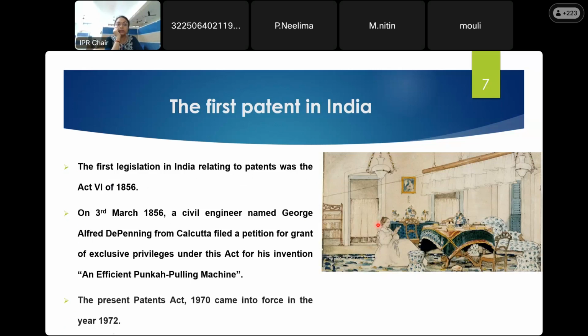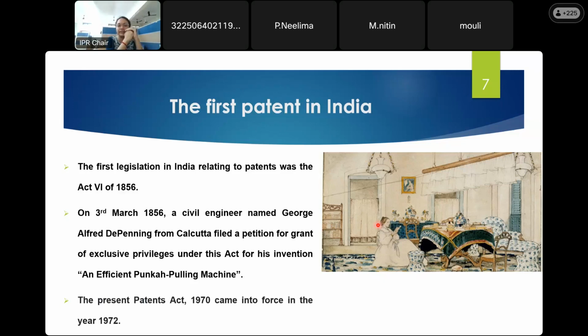On 3rd March 1856, there was a civil engineer named George Alfred Depening from Calcutta. He filed a petition for grant of exclusive privileges under this act for an efficient pankha pulling machine. So this is the first patent application in India.